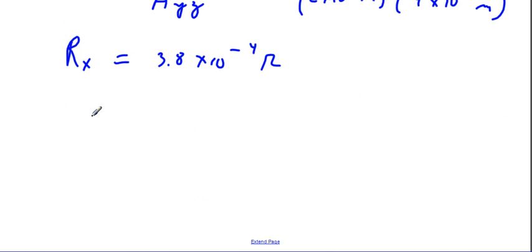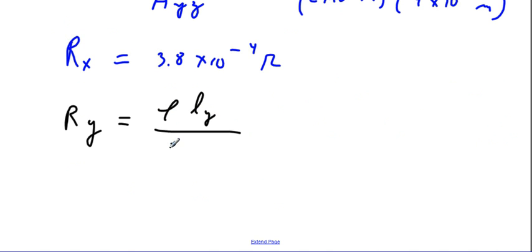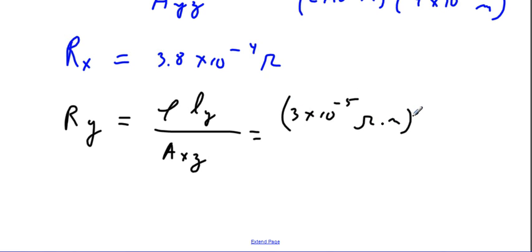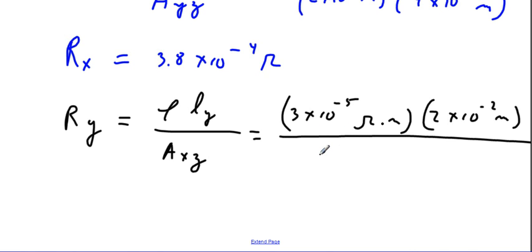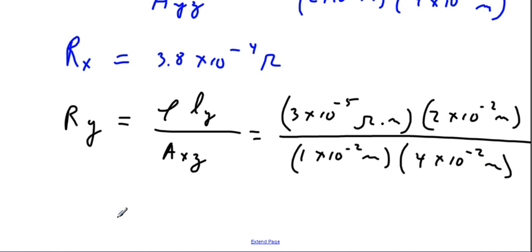Okay, now we're going to look at resistance in the y direction. So I want rho, length in the y direction, area in the xz direction. I'm going to have 3 times 10 to the minus 5 ohm meters. The y direction is 2 centimeters, 2 times 10 to the minus 2 meters. And I'm going to have 1 times 10 to the minus 2 meters times 4 times 10 to the minus 2 meters to be my area. I'm going to put it in my calculator, and my calculator says 1.5 times 10 to the minus 3 ohms.